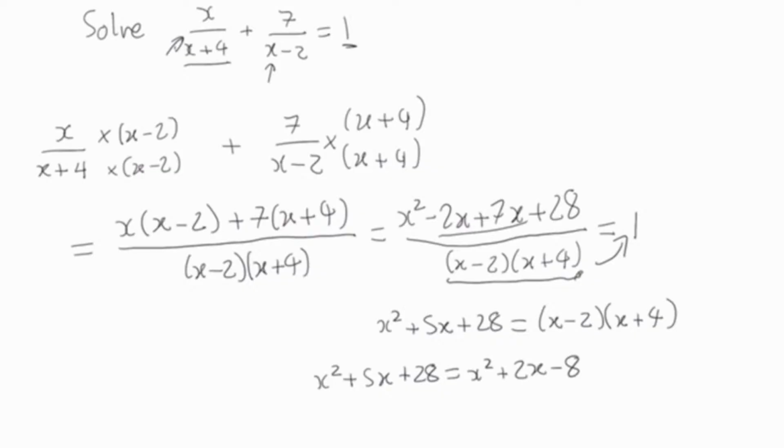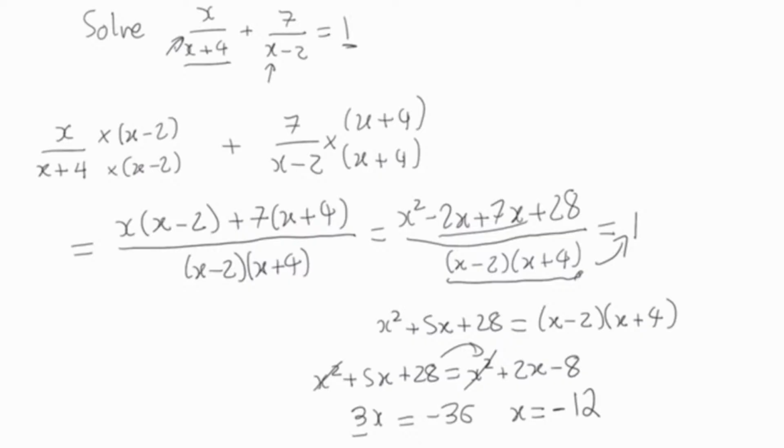So let me just double check something. Okay, so what we do is we notice we have x squared on both sides. We can just take them away. And now let's bring all our x's to one side. So we have 3x is equal to, then we have negative 28 minus 8, which is minus 36. So if we divide both sides by 3, we're going to get x is equal to negative 12. And that will be our final answer.